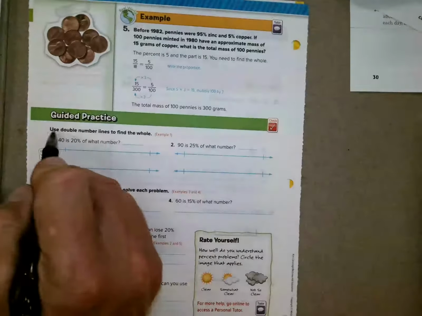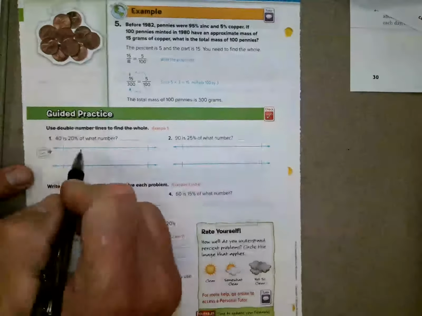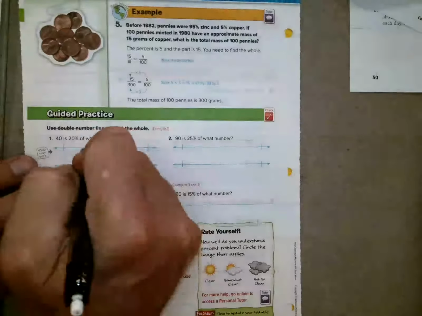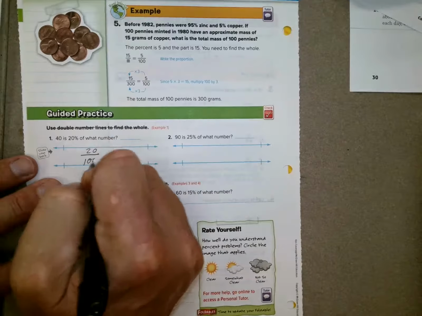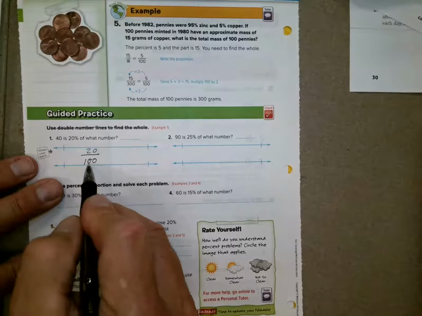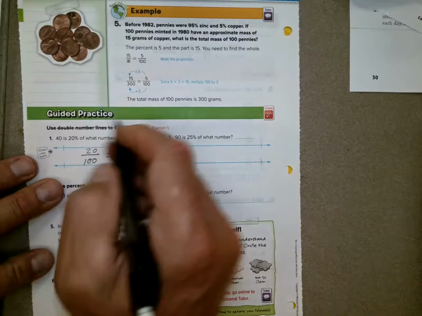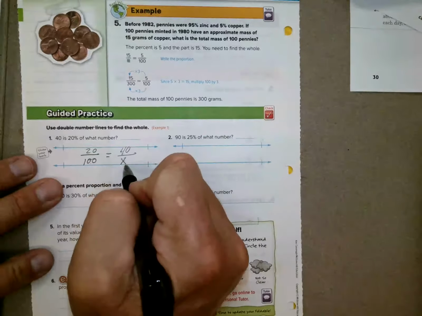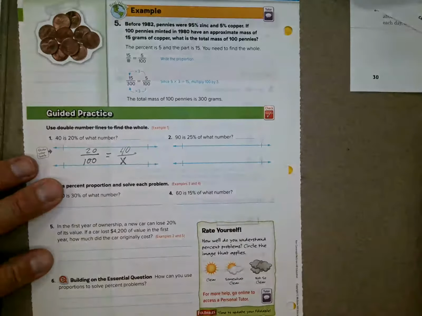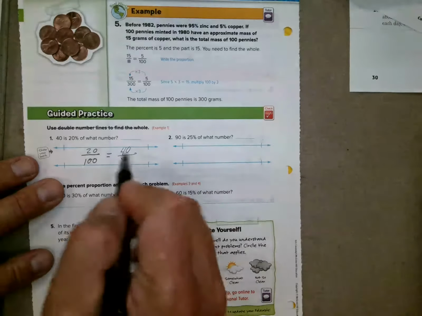Use a double number line? No, we're just going to go. 40 is 20% of a number. Okay, so when I have a problem like this, the first thing I like to start with is my percent. I always like to put my percent on the left. So 20% is 20 out of 100. That's what all percents are, out of 100. 20% out of 100 is the same as 40 is our part, so our part goes on the top, and our whole is what we're looking for. And we're going to call that X, right? So when we call that X, this is what we're looking for.